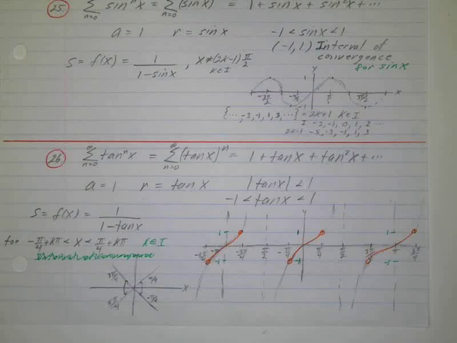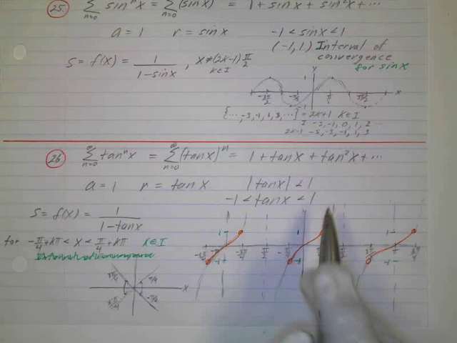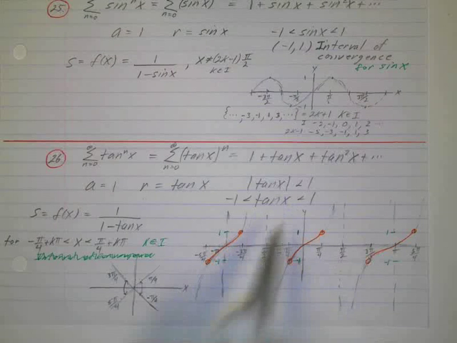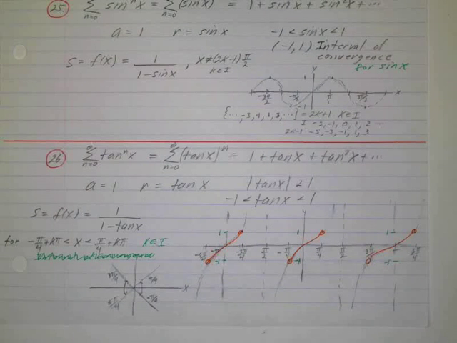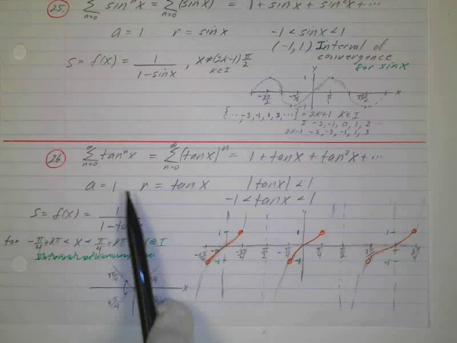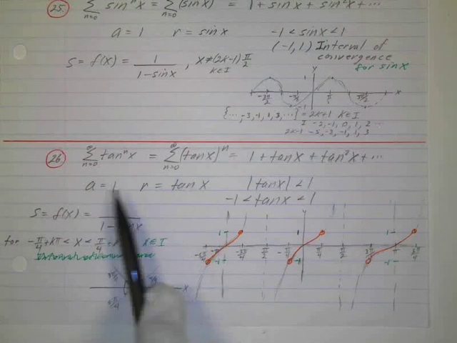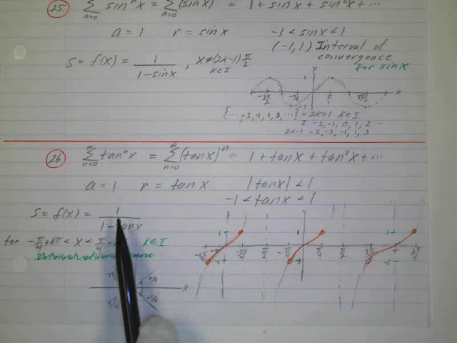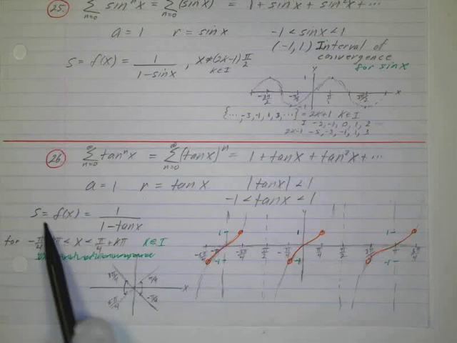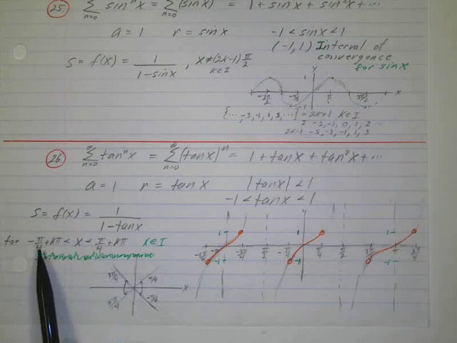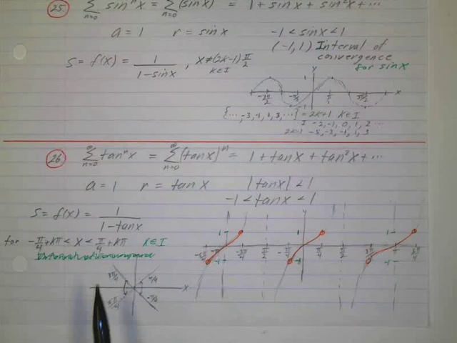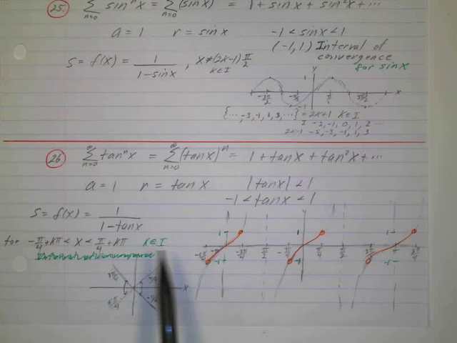So these are tough to figure out, but as long as x is between these values, the tangent of x is between -1 and 1, and that's what I want for the series to converge. Okay, so it converges for those values. So again, I use my same sum formula, S equals 1 over 1 minus r. So that's easy. This was the hard part, figuring out the values for which it converges.